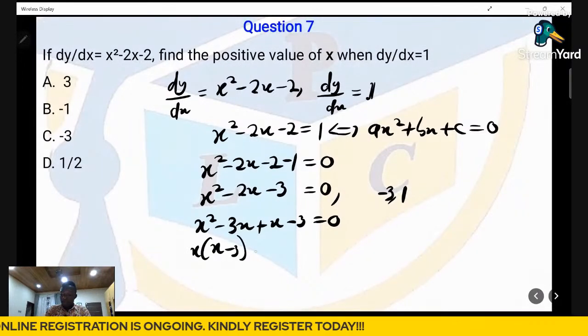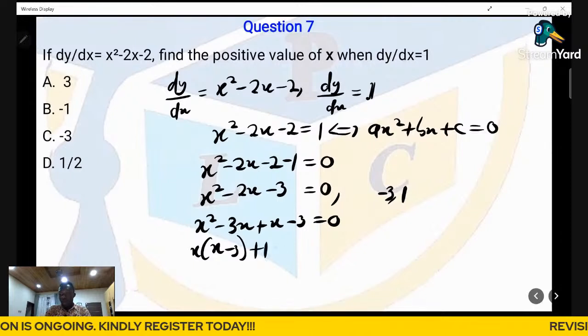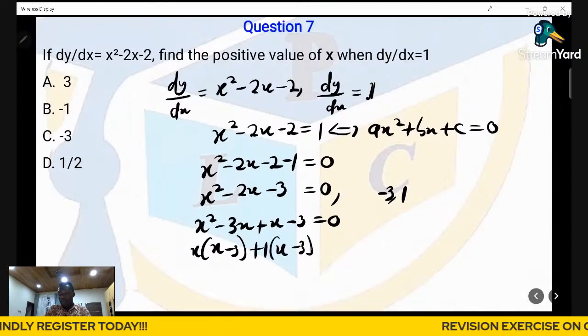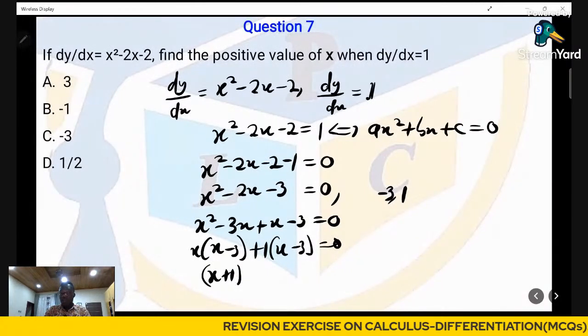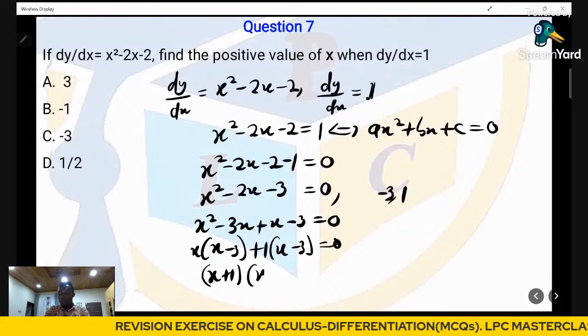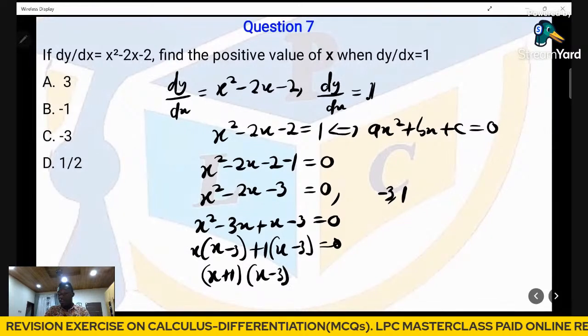3, okay, plus, so here should be 1. Now I have x minus 3, and that should be equal to what? 0. So I have x plus 1. So you see, you get the values back, x plus 1, then we have x minus 3, and that should be equal to 0.